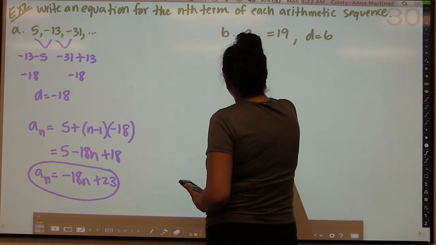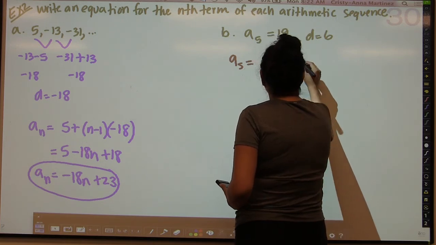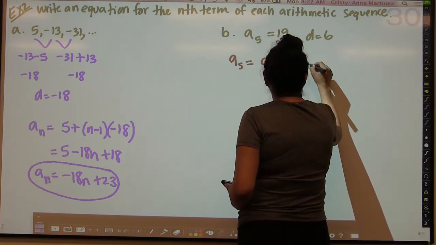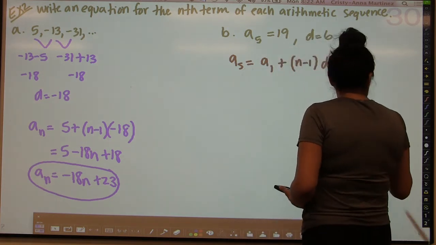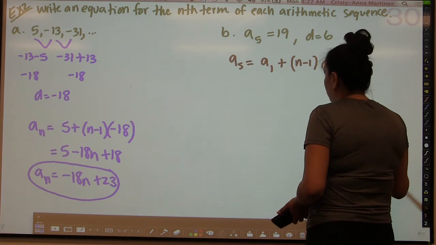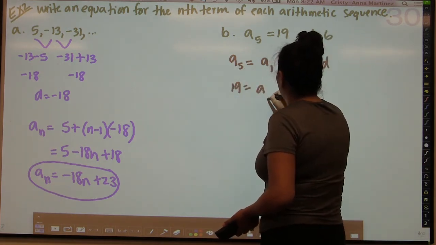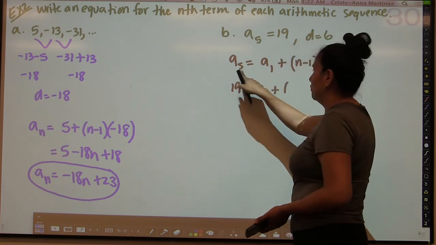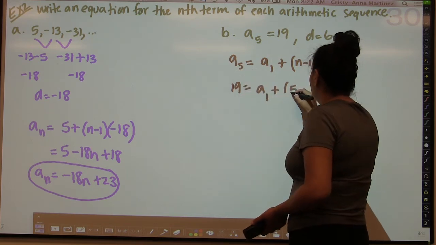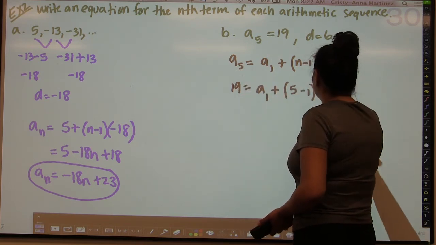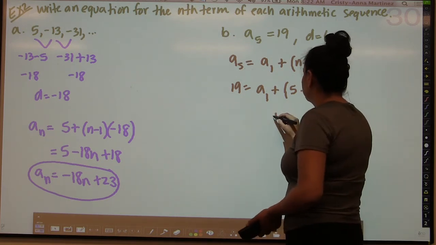So we're going to say a sub 5 is equal to a sub 1 plus n minus 1 times d is our formula. We're going to go ahead and plug in everything that we know. We know that a sub 5 is 19. We don't know what a sub 1 is, but we know that n is 5, because we're using that a sub 5 is 19. So we're going to put a 5 in for the n, and the common difference we know is 6. So 5 minus 1 is going to be 4.